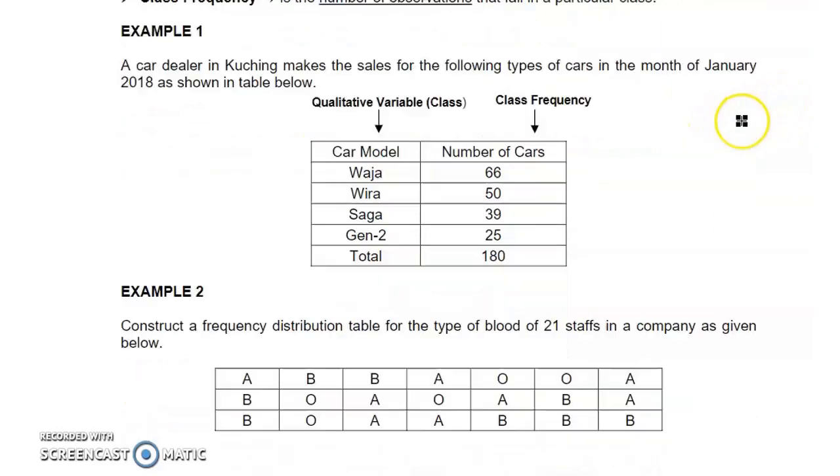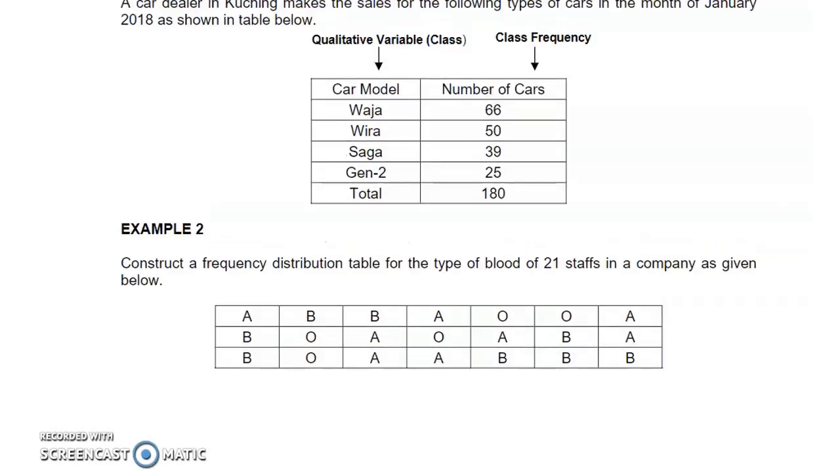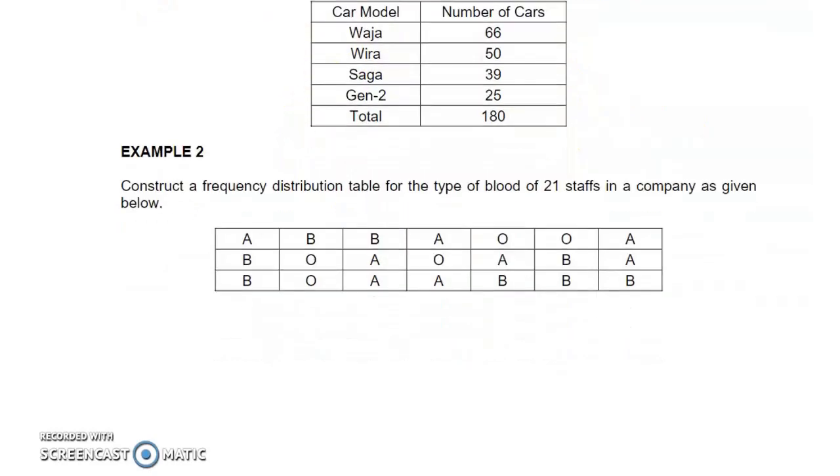Now look at example 2. Construct a frequency distribution table for the type of blood of 21 staff in a company as given below. So this is raw data. We call it raw data. The variable is type of blood. A, B, O, we call them data values. So when we have this data, how can we put it into a more readable and suitable form? One way is to put it into a frequency distribution table like this.